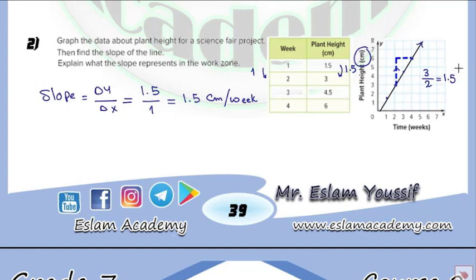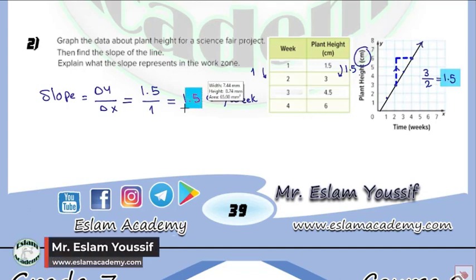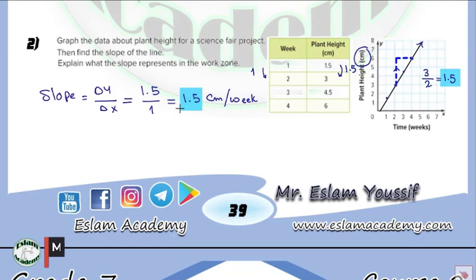You will find that we have the same slope. So from the graph we can use rise over run, and from the table we find the change of y over the change of x.